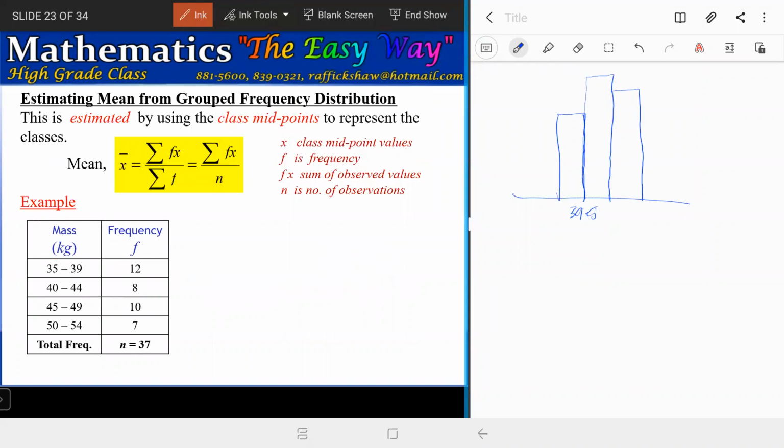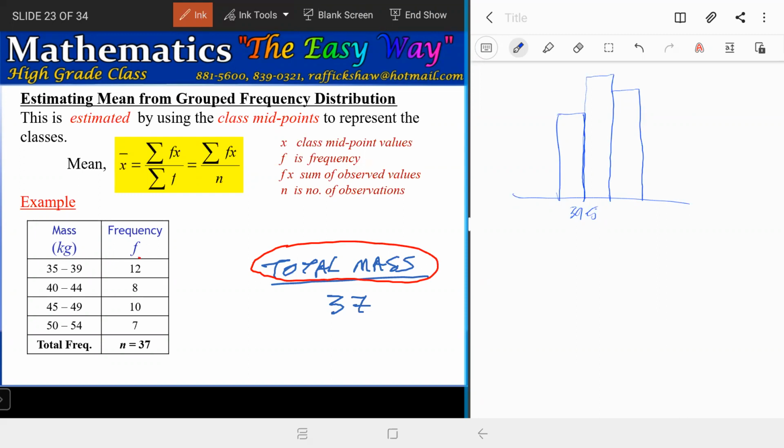Now remember, mean is usually total something. So for example, if you want the mean mass, it will be the total mass of all the balls divided by the number of balls, which is 37. The question is, how do we get this total mass if we don't know the actual mass of each ball?